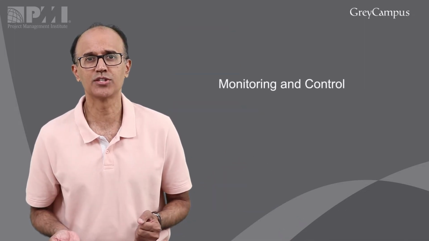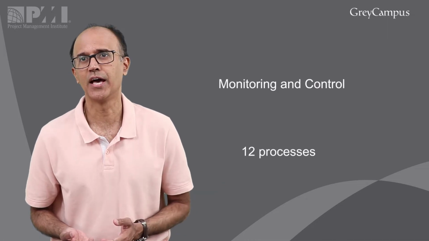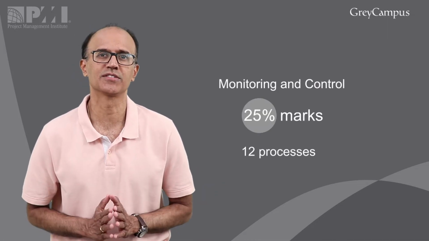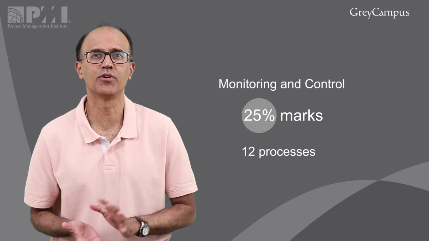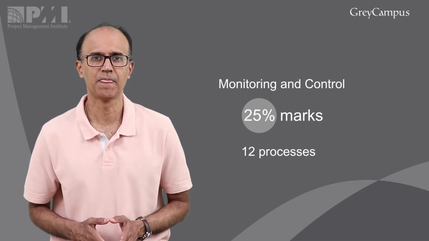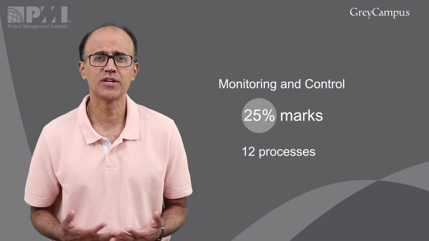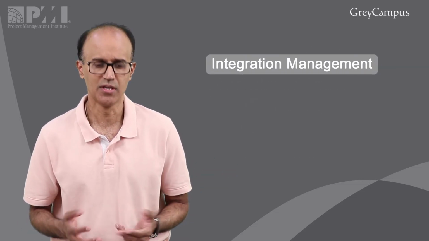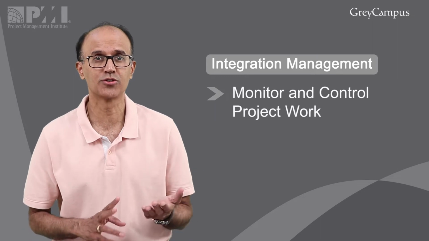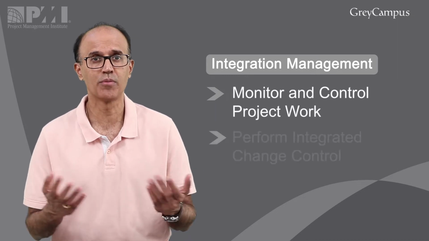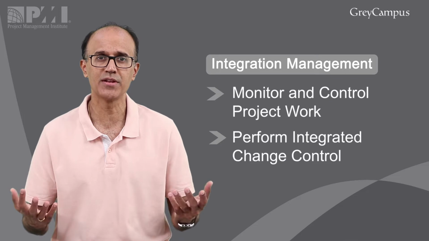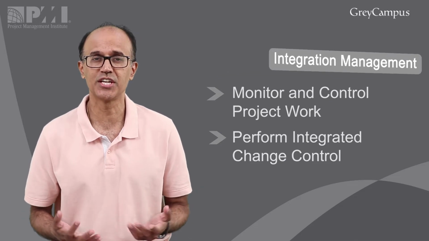Then moving over to monitoring and controlling. That's got 12 processes and 25% marks, which means 50 marks is for monitoring and controlling. Yeah. And which are those monitoring and controlling processes? We have got 2 of them in integration management, the master process of monitor and control project work. And we also got perform integrated change control, which is the main control process for changes.